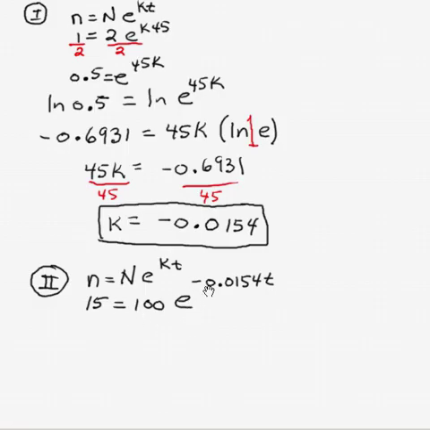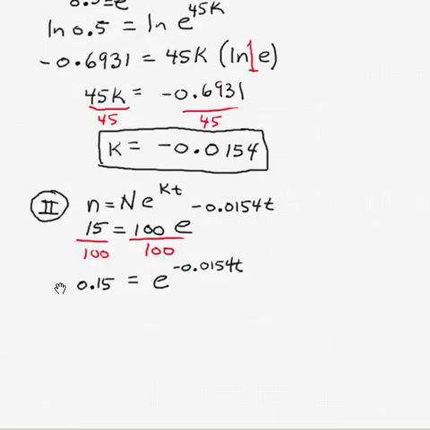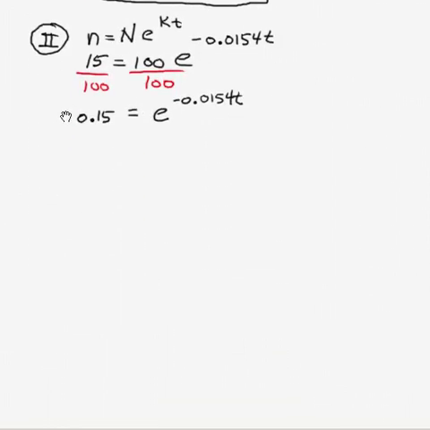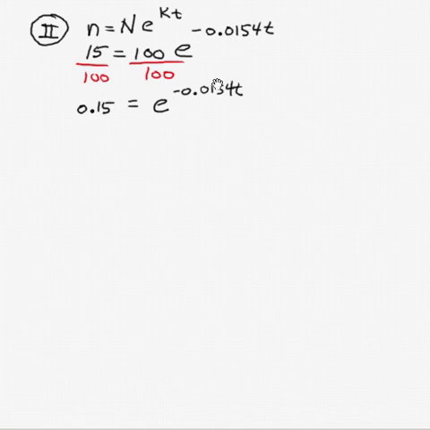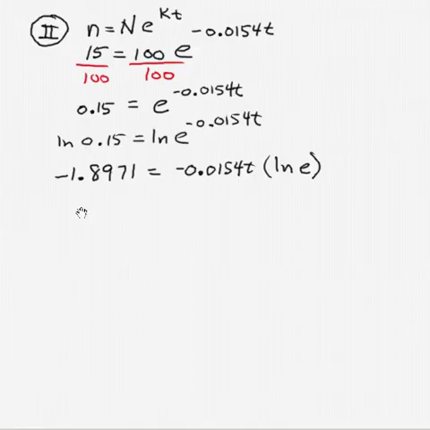Times e, and we solved for k, so that's still negative 0.0154 times t. Now we're looking for t. To get e by itself, let's divide by 100. And we have 0.15 on the left is equal to e to our constant times our time. To get rid of this variable, take it out of the exponent and turn it into a factor, we're going to take the natural log of both sides. Natural log of 0.15 is negative 1.8971.